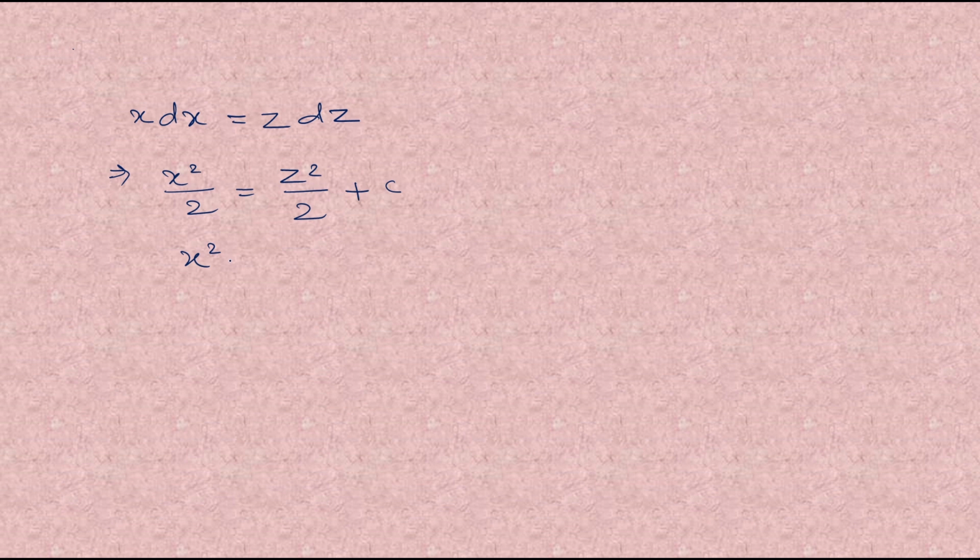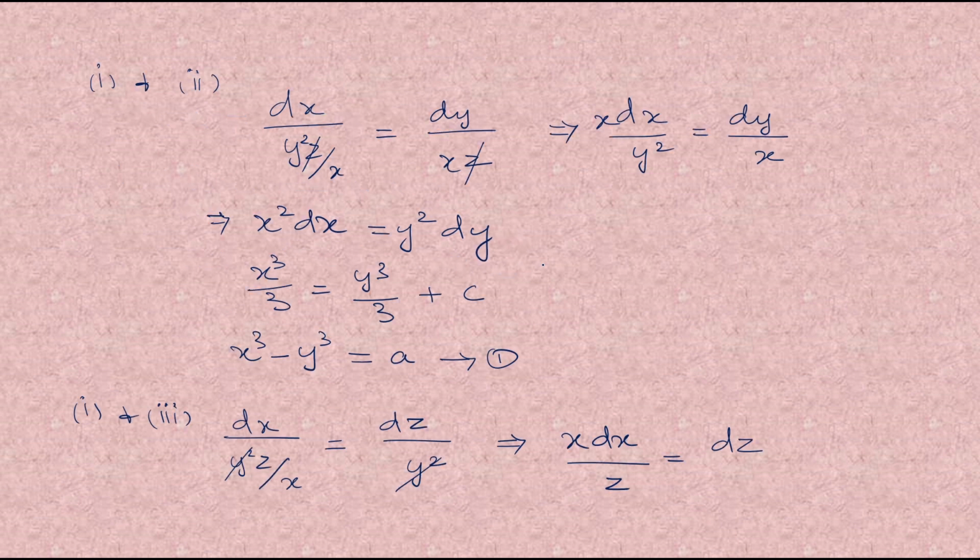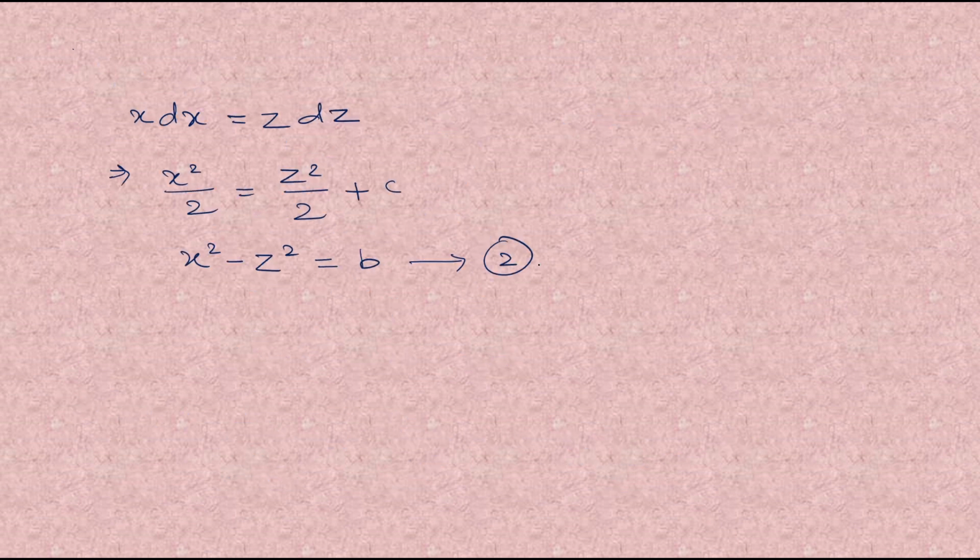Again, on simplification, x square minus z square is equal to 2c, which can be written as another constant b. So now mark it as equation 2. Now from equation 1 and 2, the two independent solutions, the solutions we are going to find should be independent of each other.